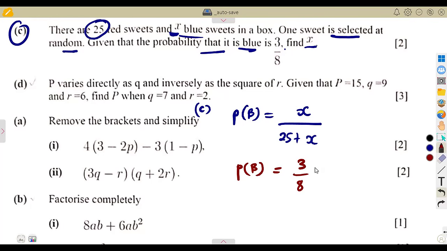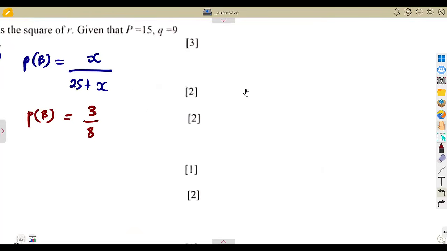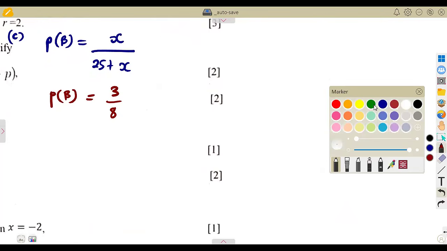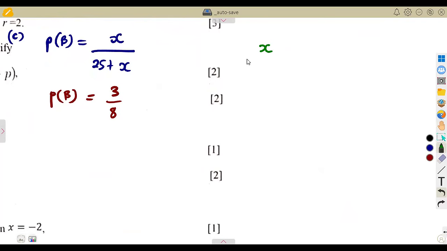This is the number, the presentation. So what is x, guys? This is one and the same thing. The expression for the probability and the numerical value of the probability are the same. So x over 25 plus x must be equal to 3 over 8. That's an equation that you're simply going to solve. To solve for x, cross multiply. So are you seeing how they are testing equations at the same time?